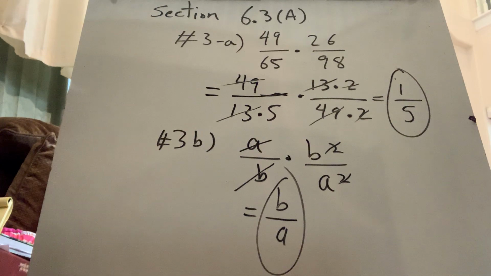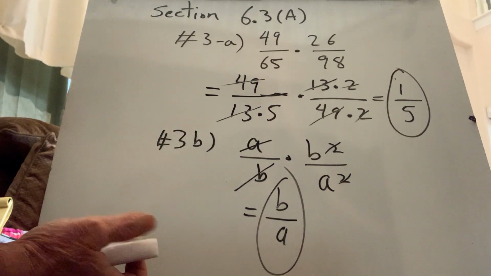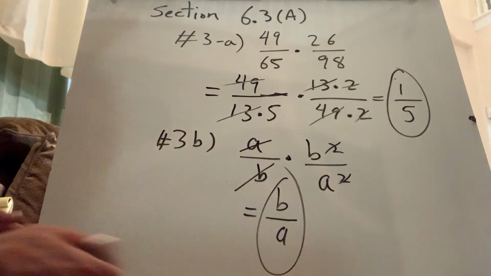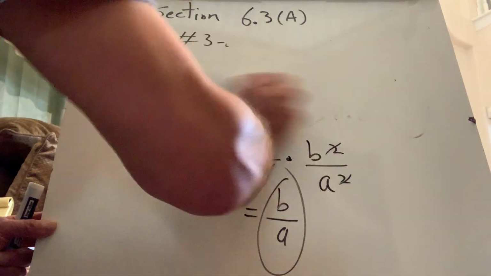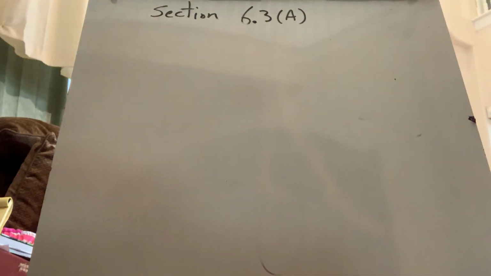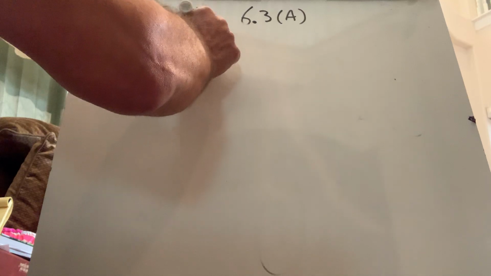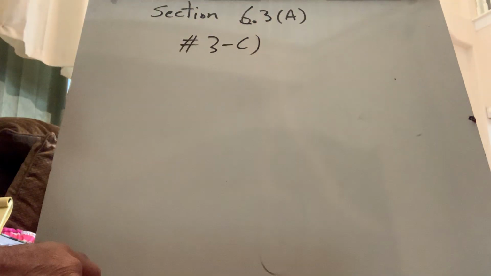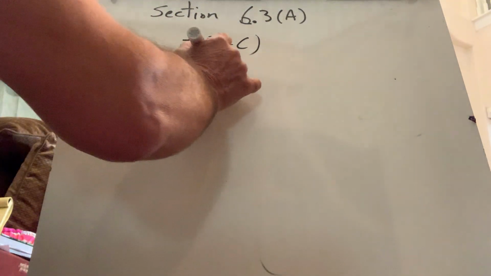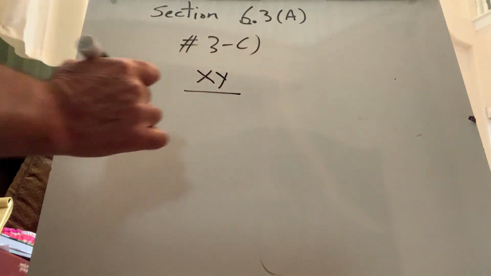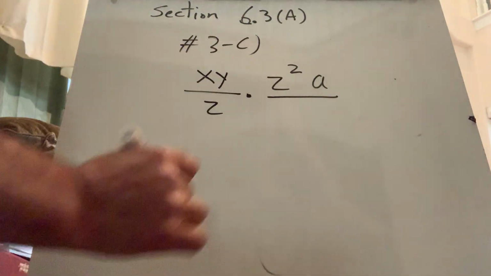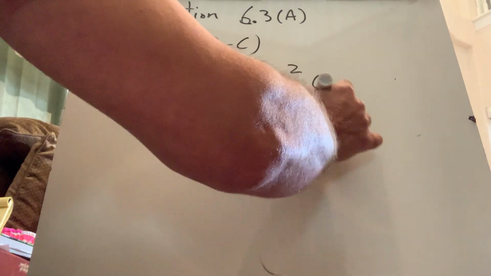Let me see if I can get the last one in, and then I may have to continue. If I get cut off, I'll do another video on the next problem, which I believe is number 11. But let me do part C also real quick. So part C, again number 3, same section, 6.3. We're given x times y over z, and that's being multiplied by z squared times a over x cubed times y squared.